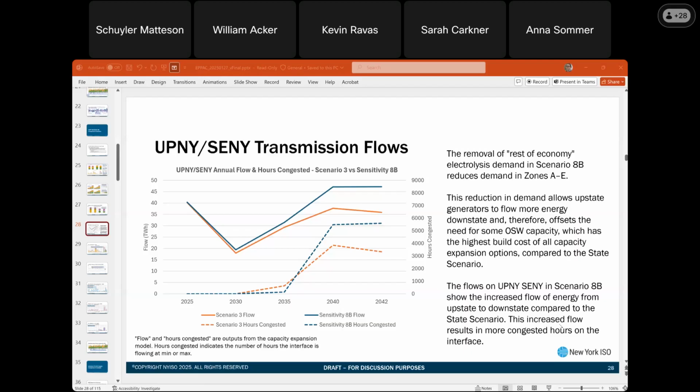I would just like to understand what the congestion means in this. Am I reading this right, that in 2042 in the 8B scenario, we're seeing that more than half the hours of the year you're at maximum flow? Is that what that more than 5,000 hours of congestion means? Yes, that's right. And does that just mean you're at maximum flow, but everything in the model worked, or does it mean there's an issue? It means maximum flow, but everything within the model was able to work. Okay, thank you.